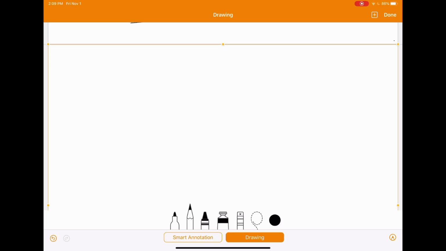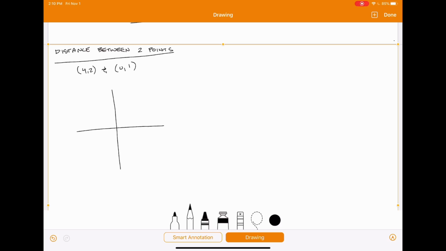All right, now let's go ahead and look at the distance between 2 points. So, for example, if we had 2 points, 4, 2 and 0, 1, and we wanted to find the distance between those two, let me just go ahead and show you visually what's going on here.